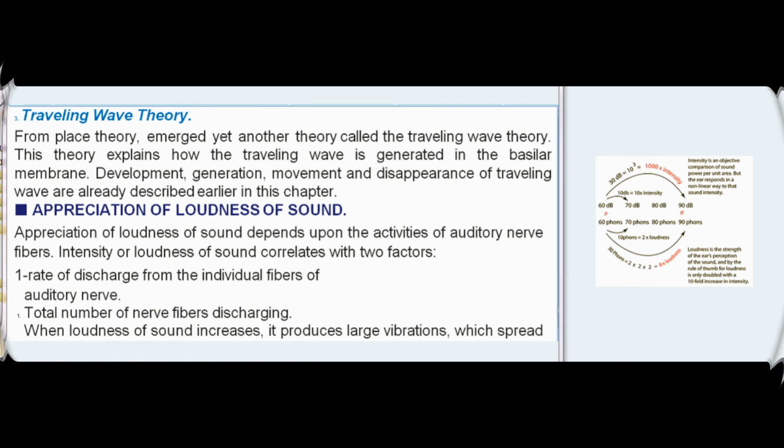Traveling wave theory. From place theory, emerged yet another theory called the traveling wave theory. This theory explains how the traveling wave is generated in the basilar membrane. Development, generation, movement, and disappearance of traveling wave are already described earlier in this chapter.